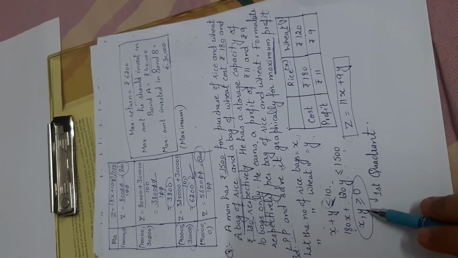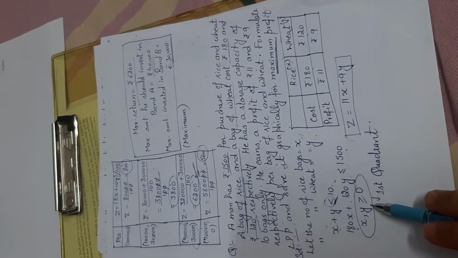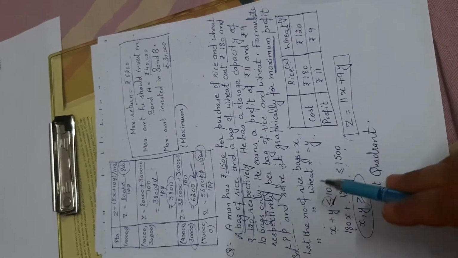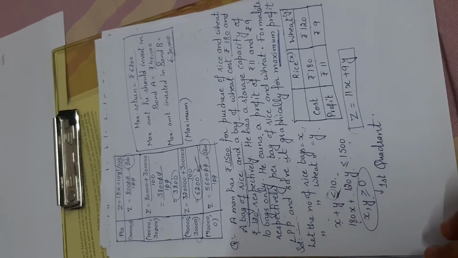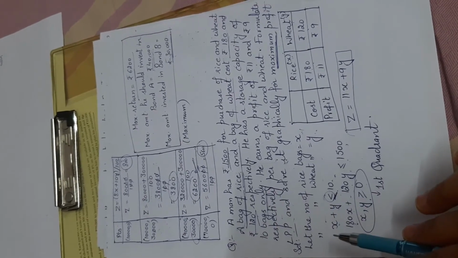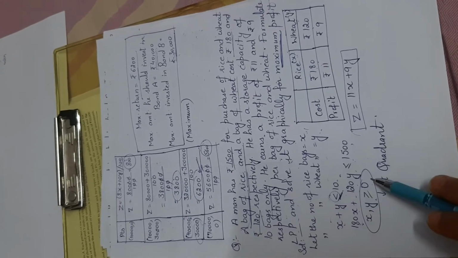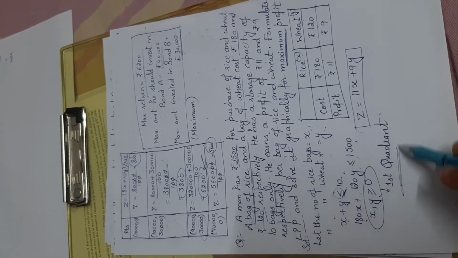And another constraint: x and y should be greater than or equal to 0, because x and y are the number of rice and wheat bags. We cannot say that I'm having minus 5 bags. So x and y cannot be negative, they are greater than or equal to 0, and together they will form the first quadrant.